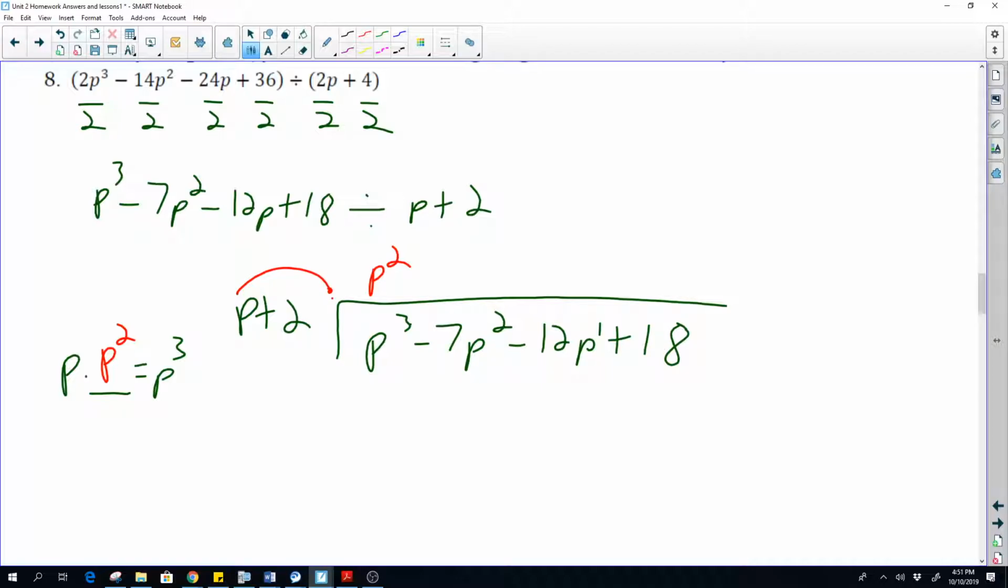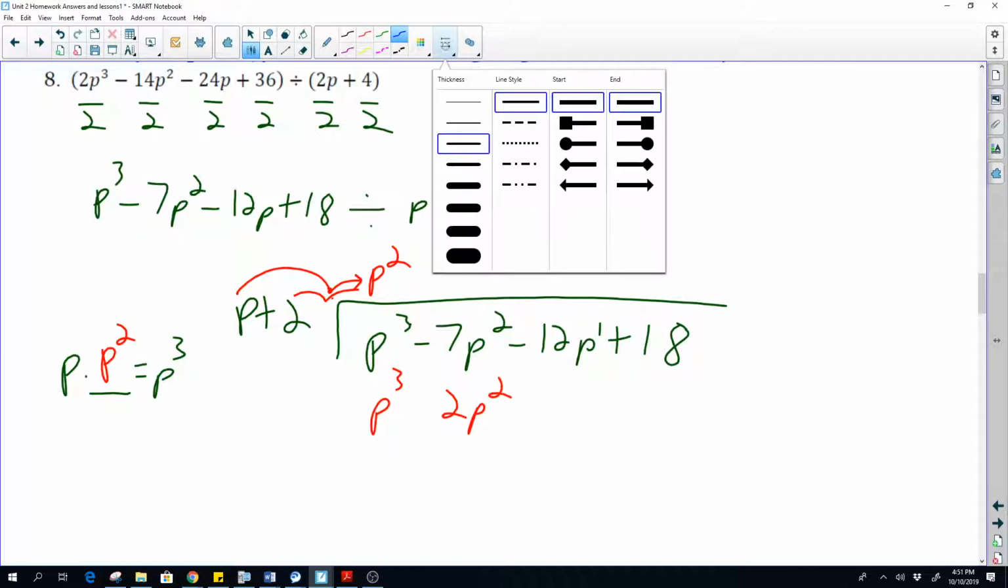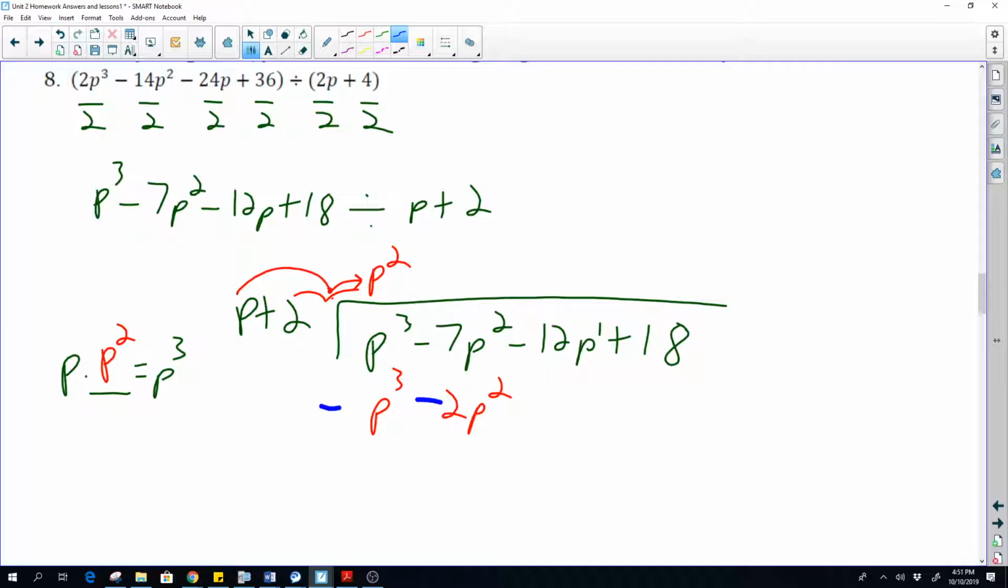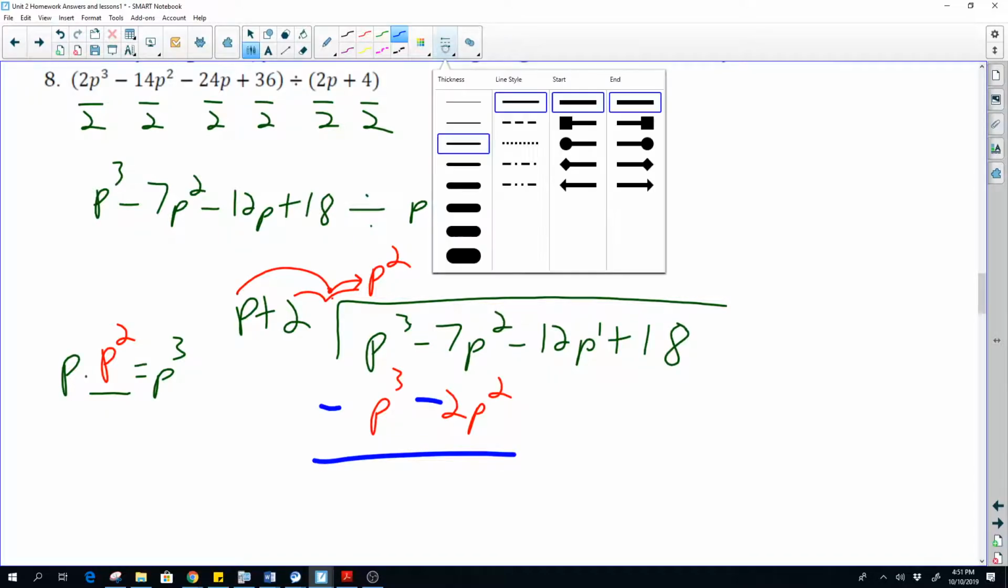So p times p squared is p cubed. And then you have to also multiply the second term through as well. So 2 times p squared is 2p squared. And then those are lined up, which is beautiful. And then you change the signs. Remember that story? So go ahead and change the signs there.